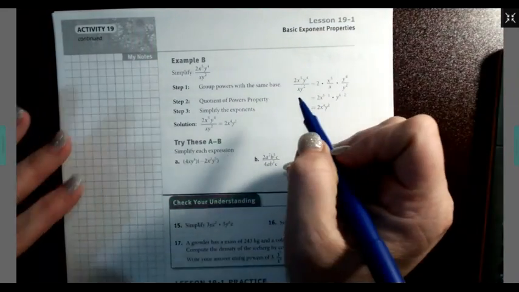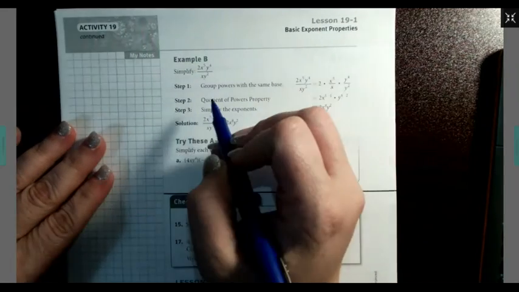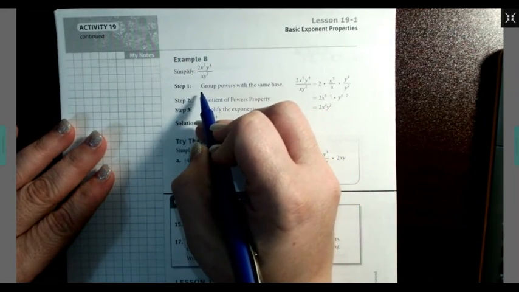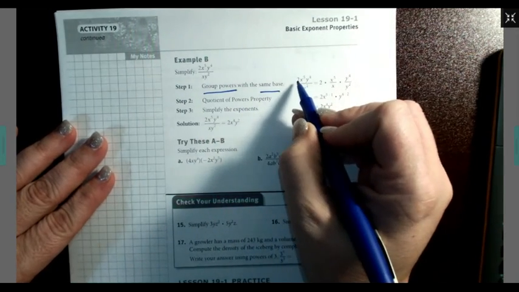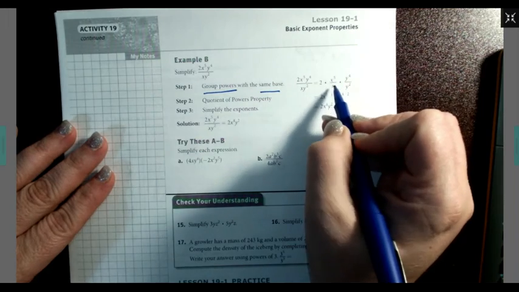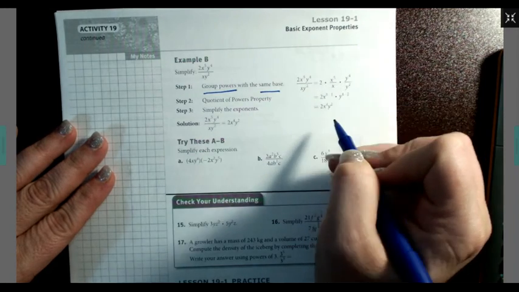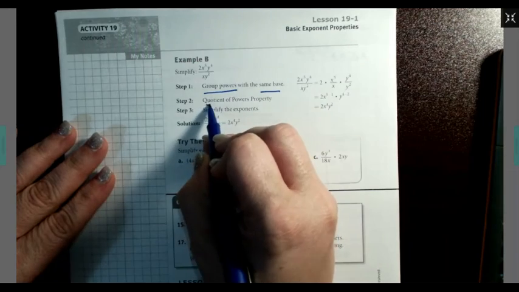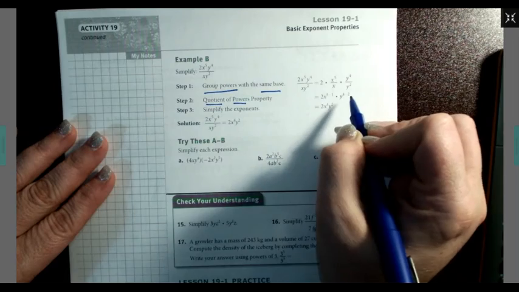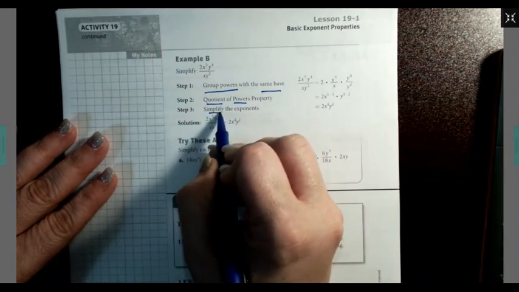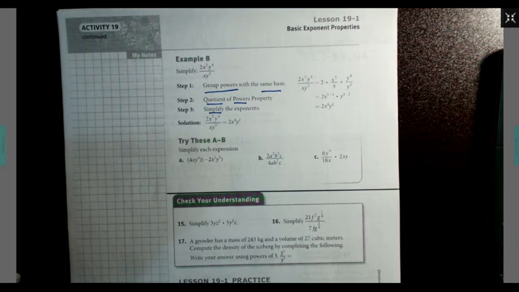Let's take a look at B. In B, you can do the same thing, but with quotients, so division. Same way it applies, same rules. Group your powers with your same bases, okay? So they did the 2, they grouped the x's in a fraction, they grouped the y's in a fraction. Then they applied that quotient of powers property, where we subtracted our exponents and then simplified them. So they got 2x to the 4th, y to the 2nd.